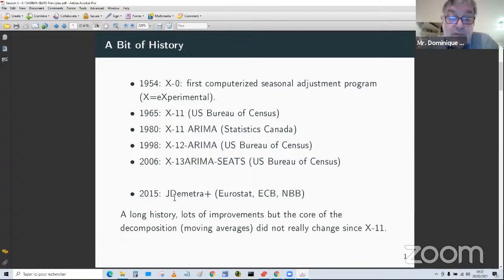And in 2015, JDemetra+ arrived, and we are using it. One of the two methods you can find in JDemetra+ is X13 ARIMA. So that's why I even call it X11, X12, X13. For me, it's not X0, definitely, but between X11 and X13, the differences are not so important. The principle of the software is still the same, and this is the principle we are going to see and study a bit this morning.